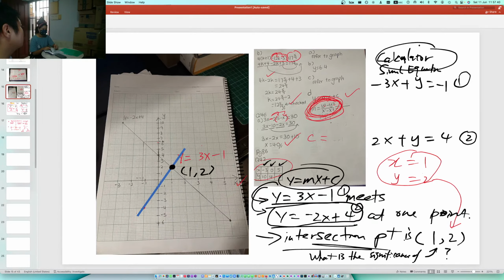By using simultaneous equation. By using what? The coordinates. You just reflect on what you have done. I gave you this just now. What have you done to this? I'll use the calculator to find x and y. Stop. Good. That's the benefit.